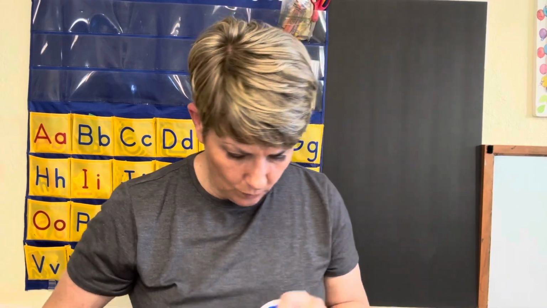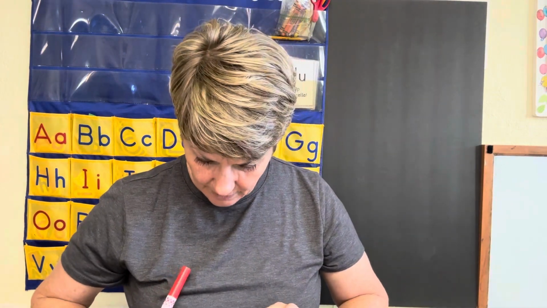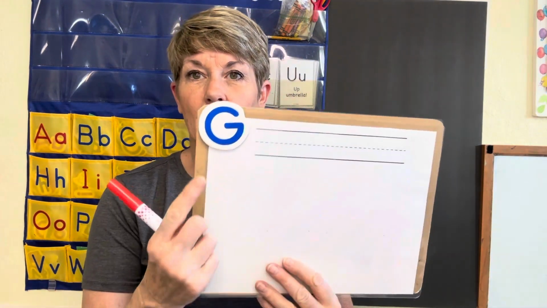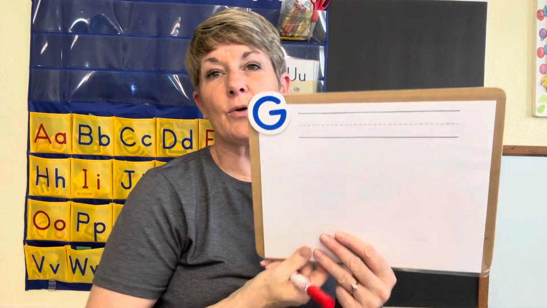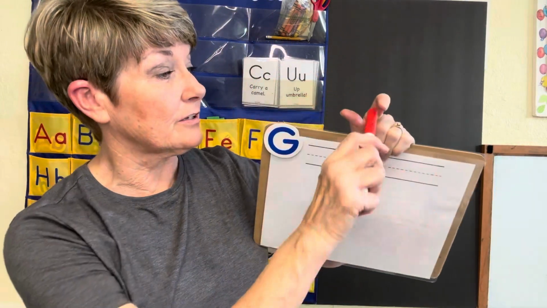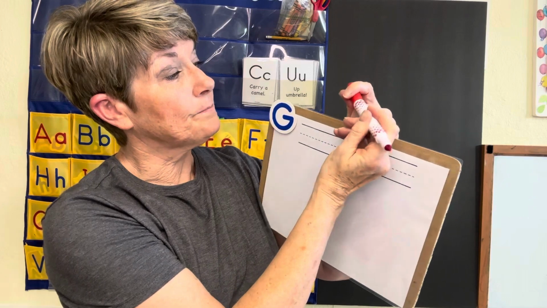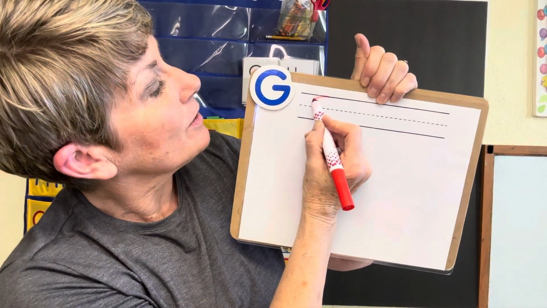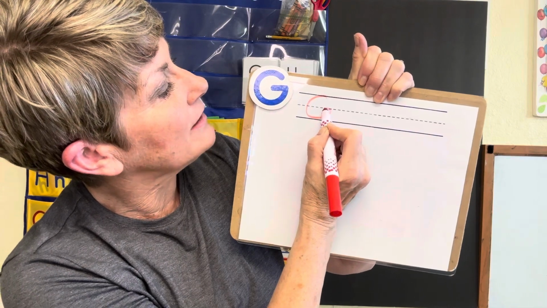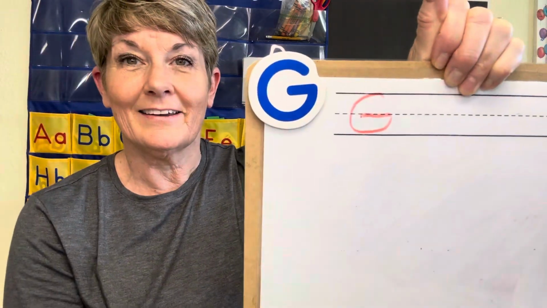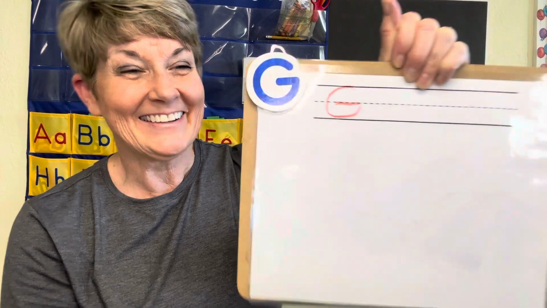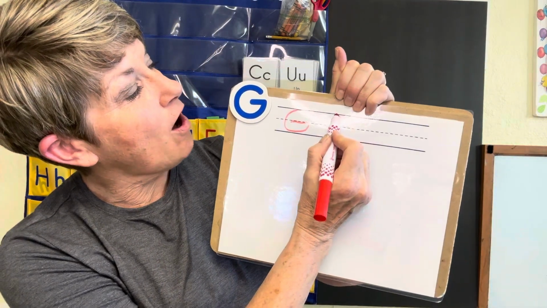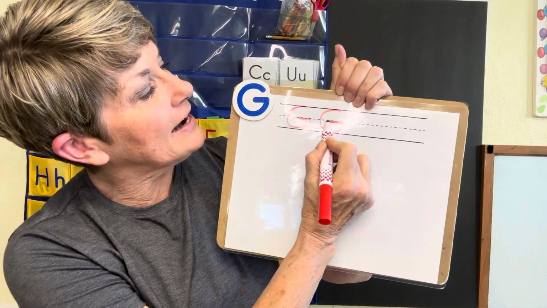Let's see if we can write a letter G. All right. This is the letter G. We're going to write a capital first. So get your marker ready. And let's write the first one. We're going to start at the top. We're going to go all the way around and inside. Can you do that? Let's do another one. All the way around and inside.